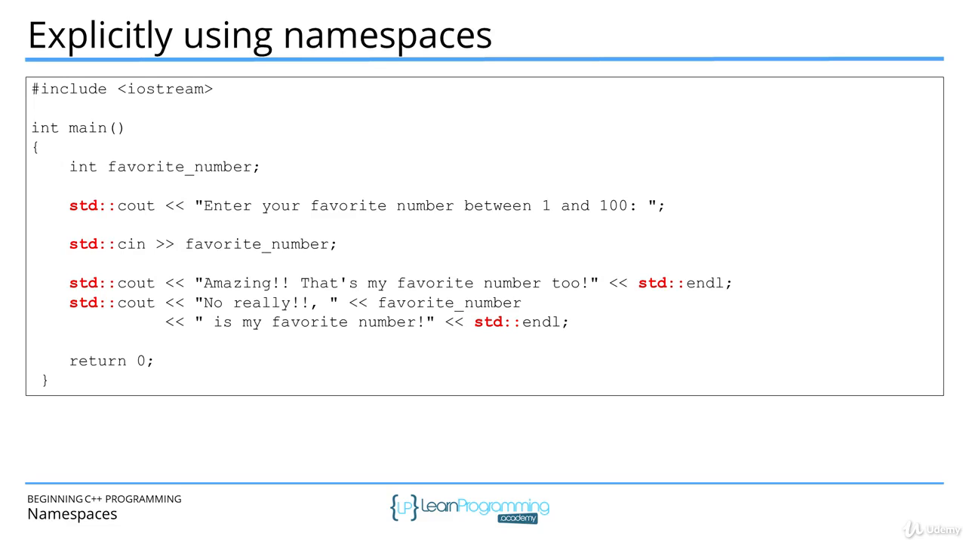In this sample code, you can see that we're explicitly telling the compiler to use cin, cout, and endl from the C++ standard namespace using std followed by the scope resolution operator. This is how we've written all our code to this point. Now let's take a look at another way we can do this without so much typing.